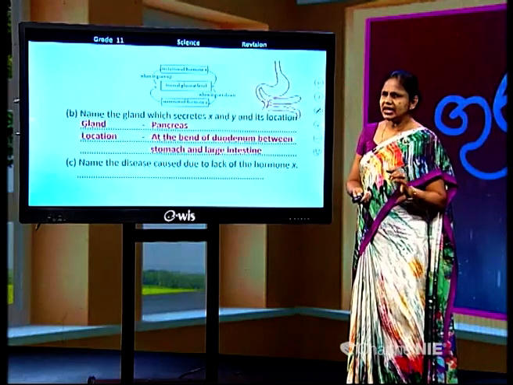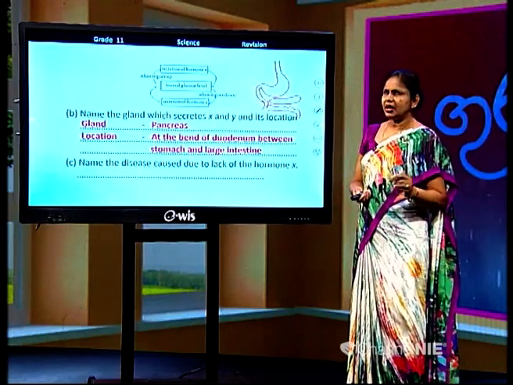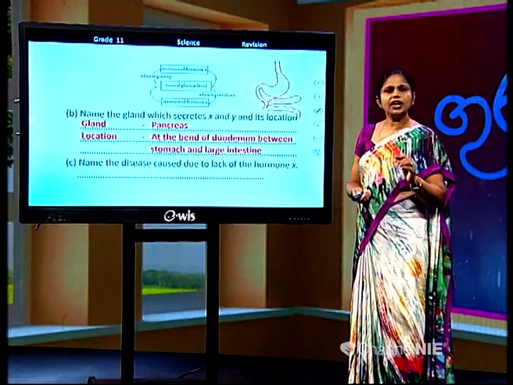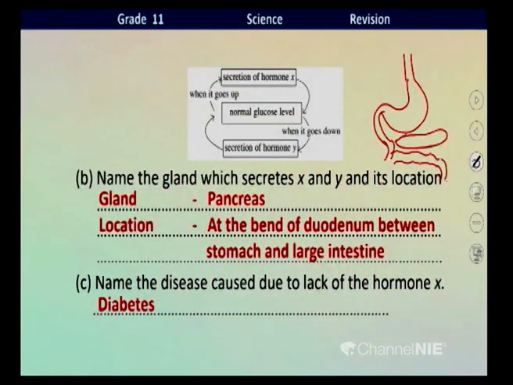Name the disease due to lack of the hormone X. Children, what is the disease that occurs in our body when not enough insulin is secreted? Diabetes. The disease is diabetes, right? When not enough insulin is secreted, there is no way to control additional excess blood glucose in the person. Then glucose is released from the body through urine. This condition is called diabetes. Right, okay.